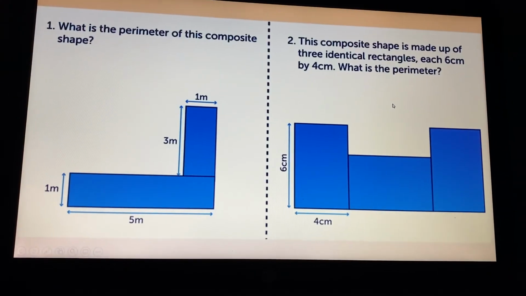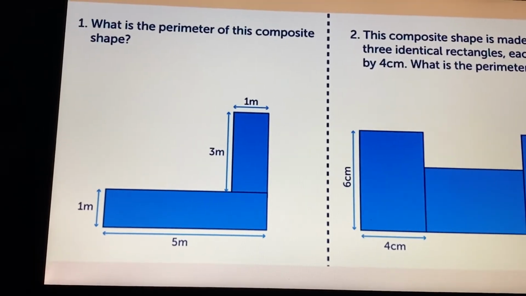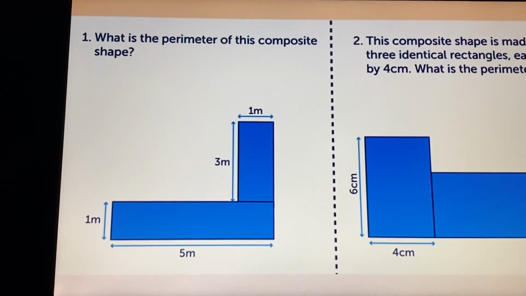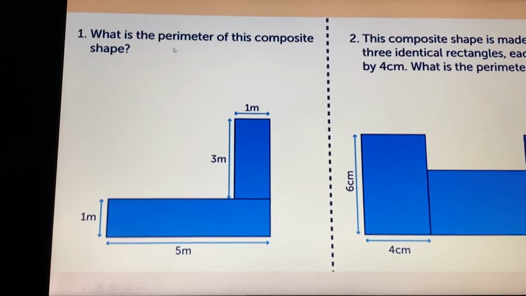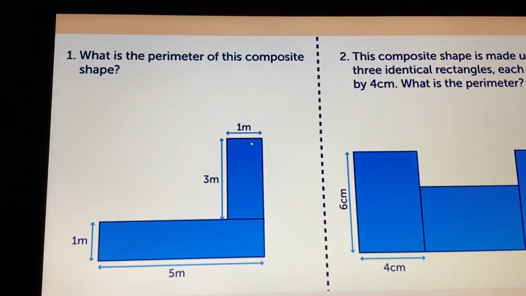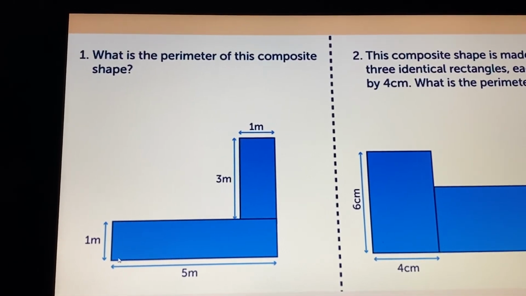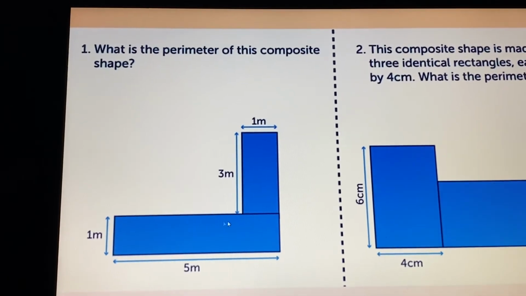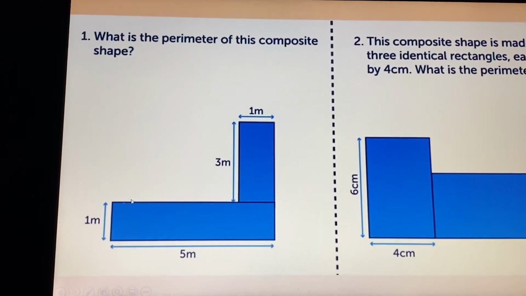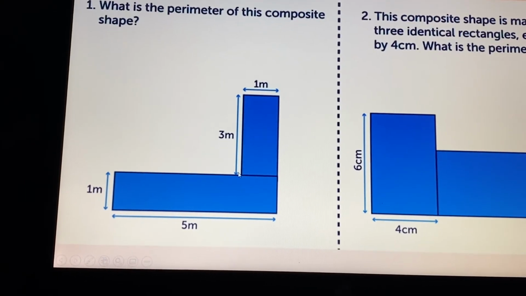So, here are a couple of questions for you to have a look at, for you to have a think. Again, question 1, composite shape. But if you think about where we're walking, you can think about what dimensions are missing. It's probably only this one that's going to cause you a little bit of confusion.